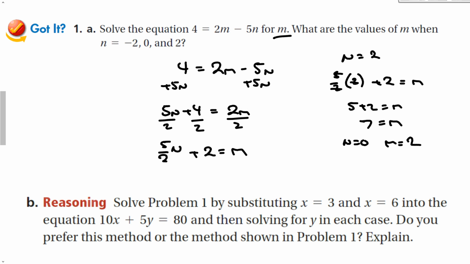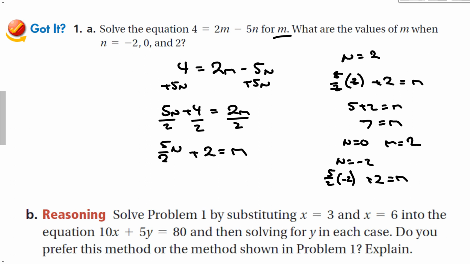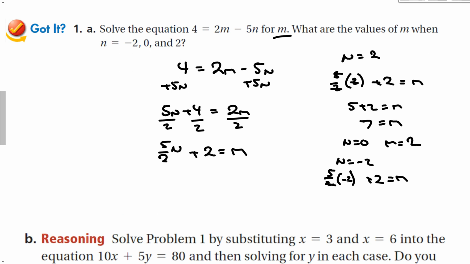And then, oh, I did 2 first. Sorry. Let's go back and do negative 2. So that's 5 over 2 times negative 2 plus 2 is equal to m. These two cancel and reduce to negative 1. So that's negative 5 plus 2 is equal to m. So negative 3 is equal to m. Okay, so we have our 3 answers for these 3 situations.